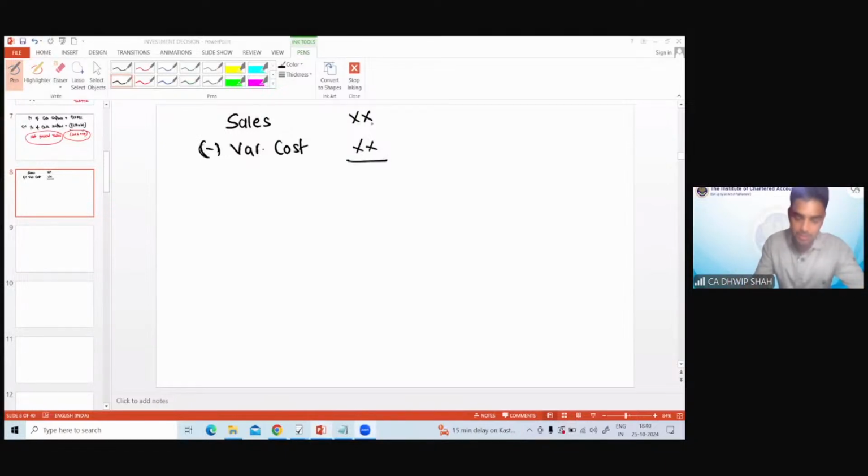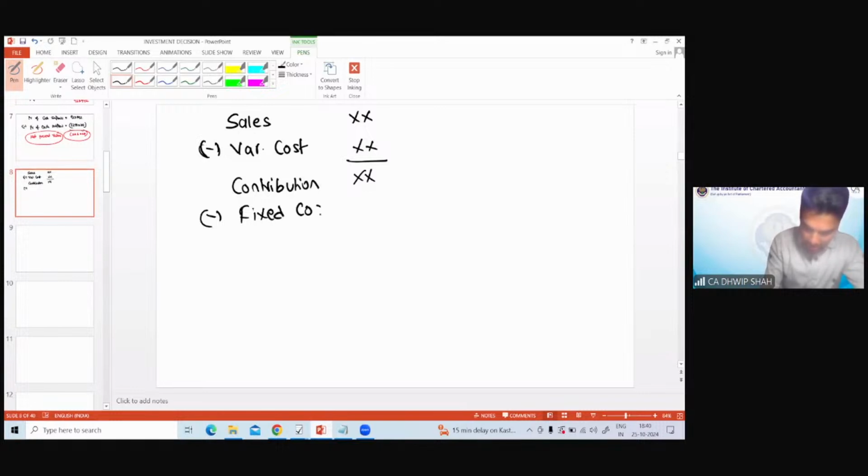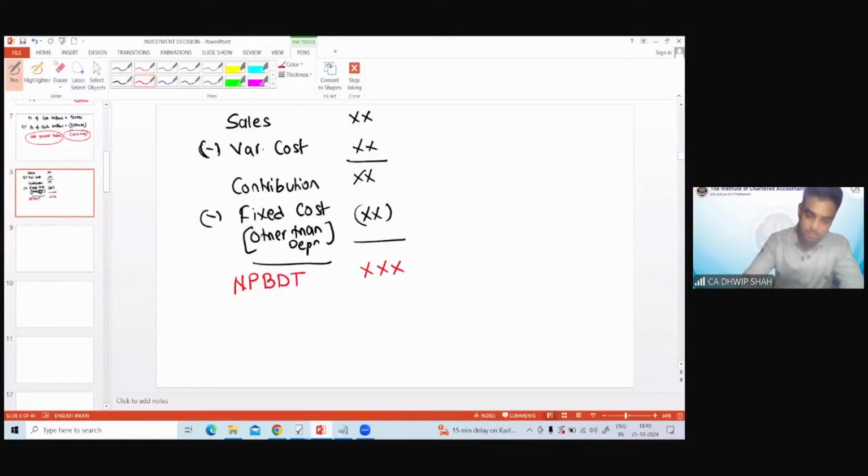So sales में से variable cost, if we subtract, the resultant amount is called contribution. This you would have learned in marginal costing. इसमें से we subtract fixed cost, but here other than depreciation. Only those fixed costs other than depreciation we subtract here. The resultant amount, we call it net profit before depreciation and tax, NPBDT. What is it termed as? Net profit before depreciation and tax. Are you getting this? Any queries still here? Can I move forward in this format?